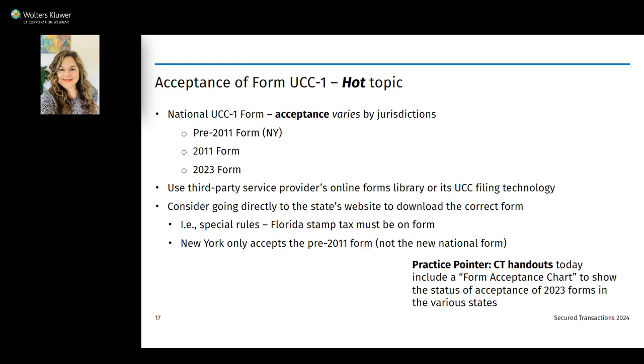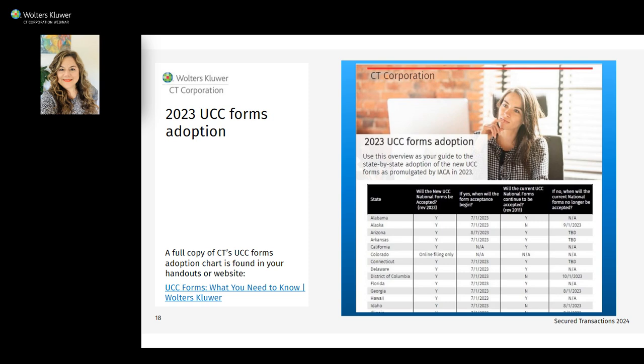Now, I don't want to belabor the point about the Florida stamp taxes. We already mentioned that before. But I do want to mention something that I think will help you in this process of figuring out which jurisdiction accepts which form. And so I'm going to show you a handy chart that you can use by CT. And it's basically a 2023 UCC forms adoption chart. It was just updated, I think, on May 9th. It's in your materials. Definitely download it and print it out. And I'll just guide you through one of the two examples.